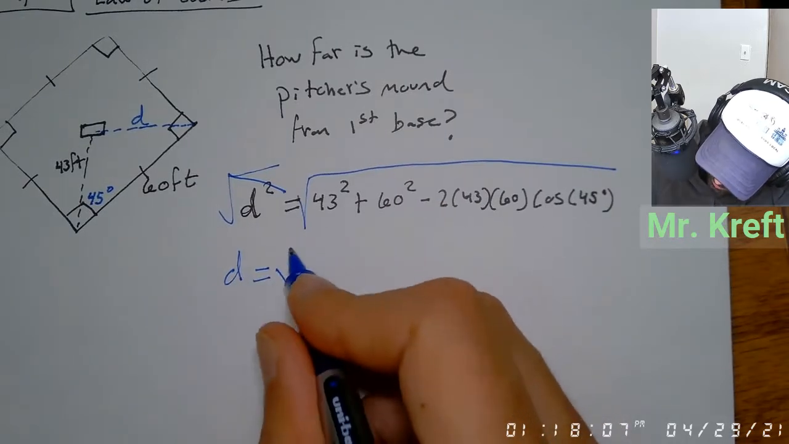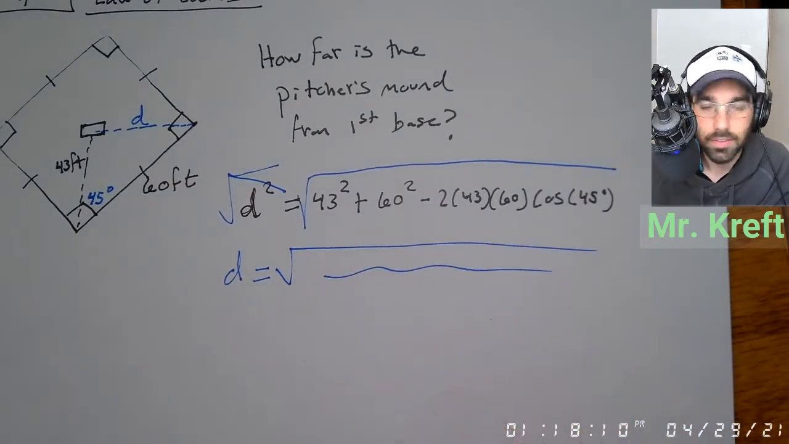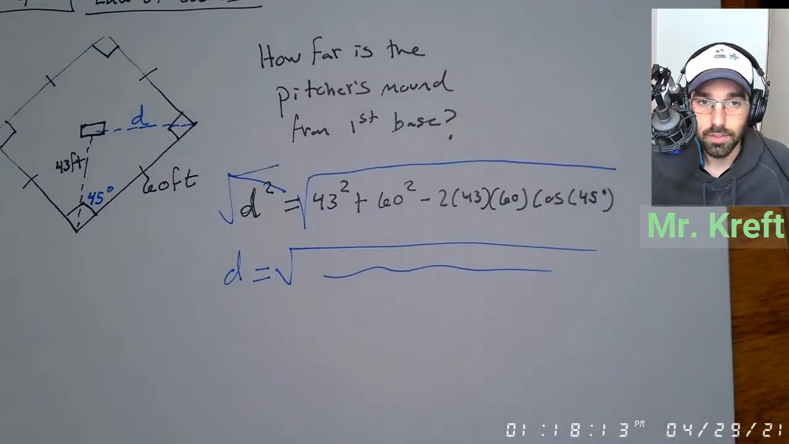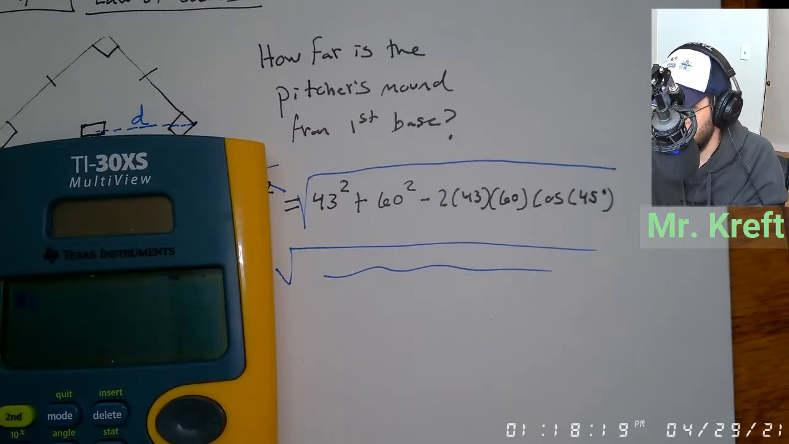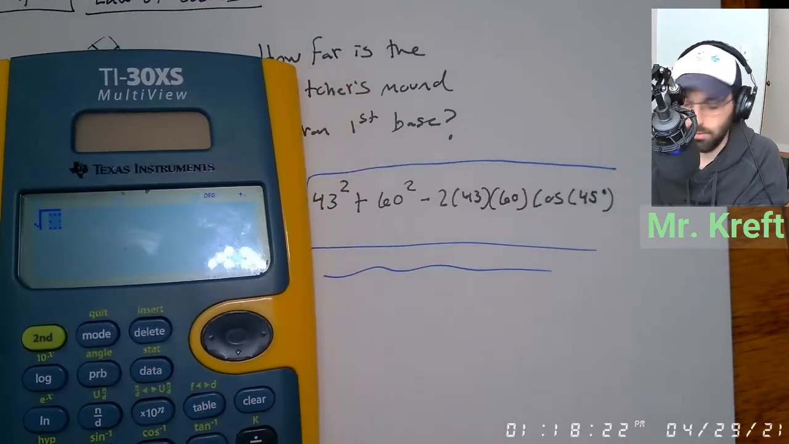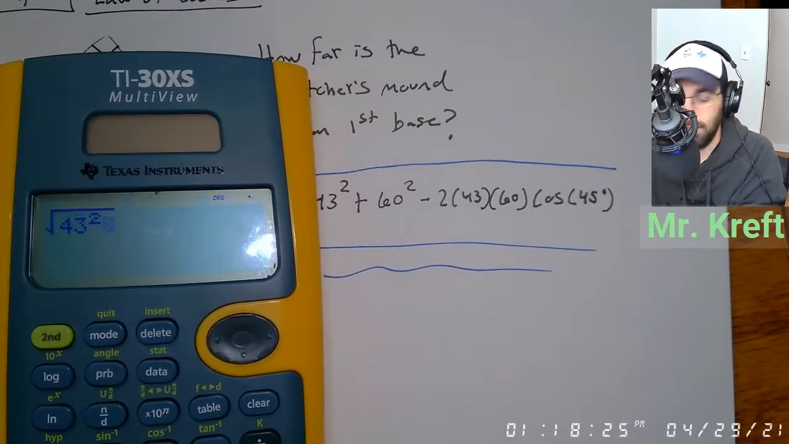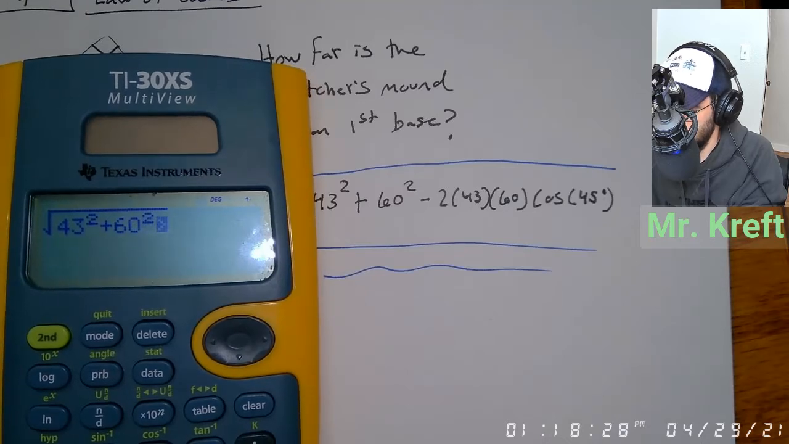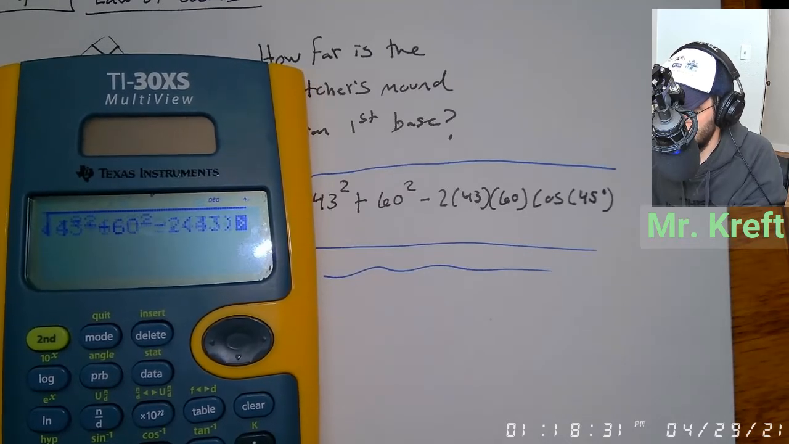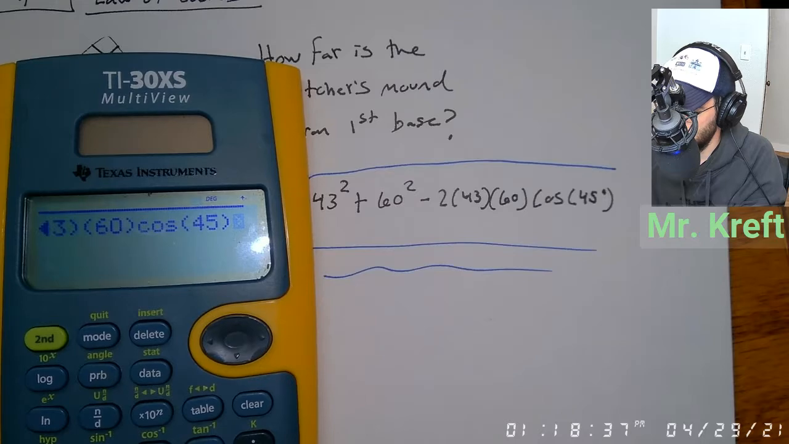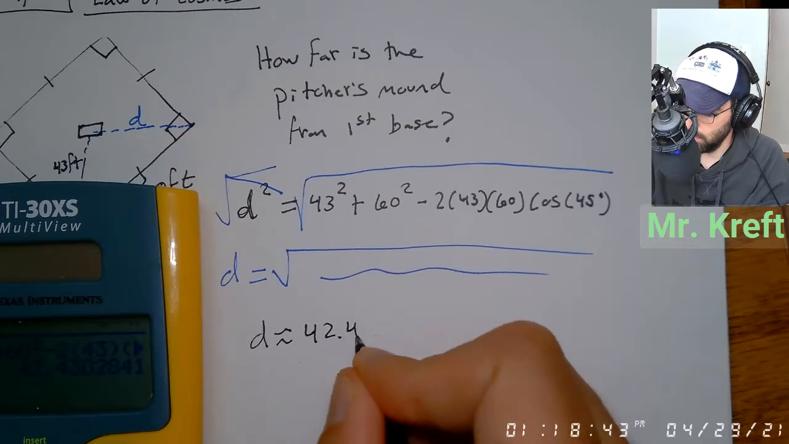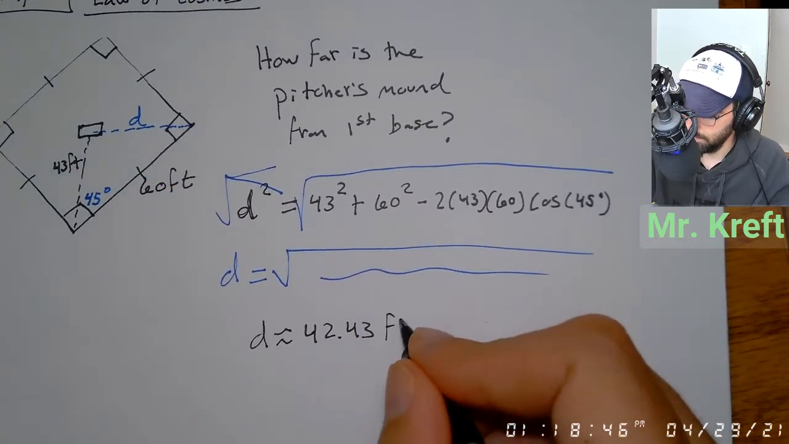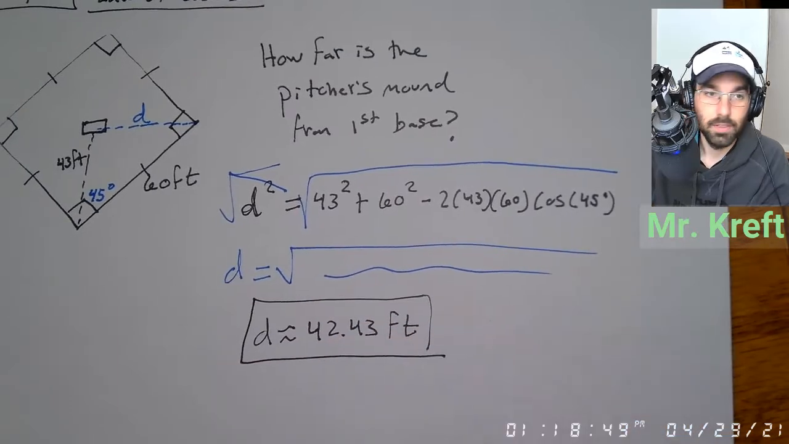Now we're going to ignore the negative, because a negative distance doesn't make sense here. Okay, so I'm going to go ahead and do this. So I got 43 squared plus 60 squared minus 2 times 43 times 60 times cosine of 45, and boom. And so we get the distance D is approximately 42.43, and I think we're in feet. There we go.